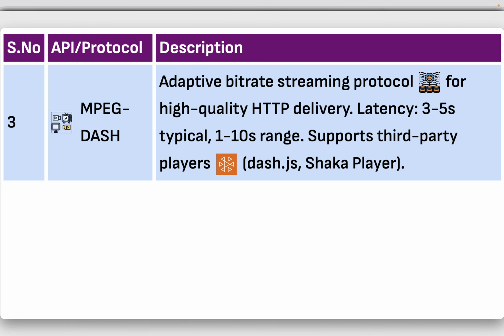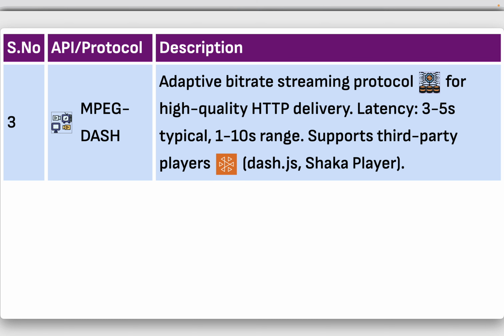MPEG DASH. DASH stands for Dynamic Adaptive Streaming over HTTP, also known as MPEG DASH. This is an adaptive bitrate streaming protocol that enables high quality streaming of media content over the internet delivered from conventional HTTP web servers. You can use MPEG DASH for live playback. Latency is typically between 3 to 5 seconds, but it can be between 1 to 10 seconds, again depending on the use case, the player, and the network conditions.